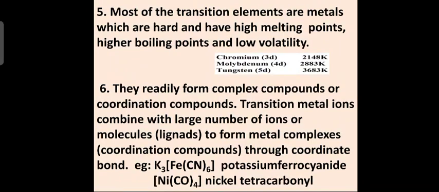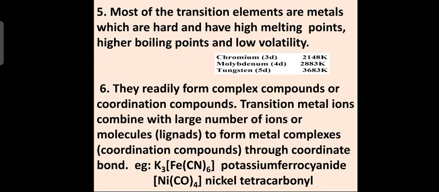Potassium ferrocyanide, what is the formula? K3[Fe(CN)6], alright? Which is the transition element present over here? Iron, Fe, which is the central metal atom, correct? And which is the ligand present over here? Cyano ligand, CN. Six cyano ligands are there. The central metal atom or metal ion is iron. What is the name of the compound? Potassium ferrocyanide. So that is the complex compound with one transition element.